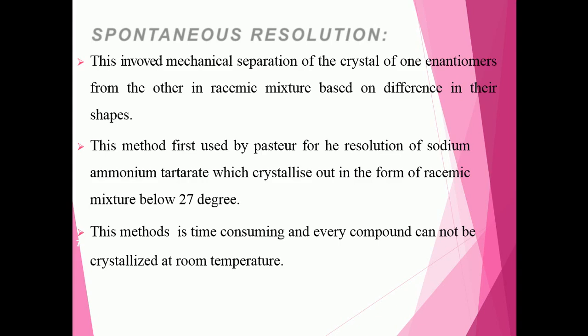Two enantiomers have different shapes, and based on that we can carry out what is called mechanical separation. By that it is possible. But remember one thing, this method is not used nowadays because the reason is very clear. It is time consuming and every compound cannot be crystallized at room temperature.